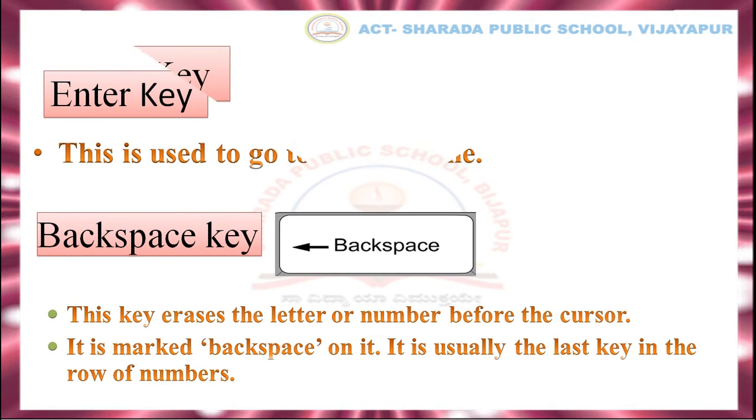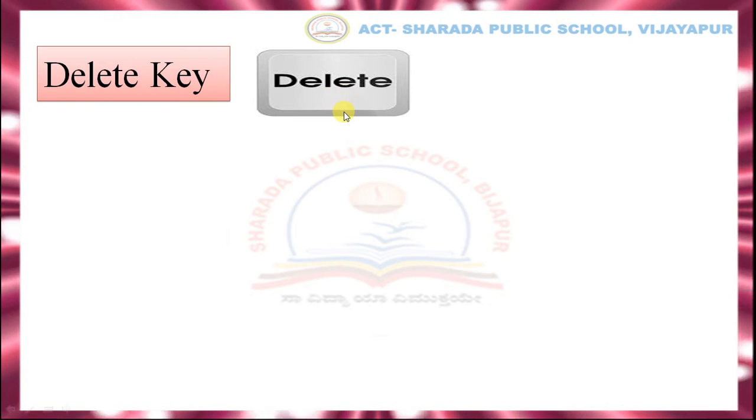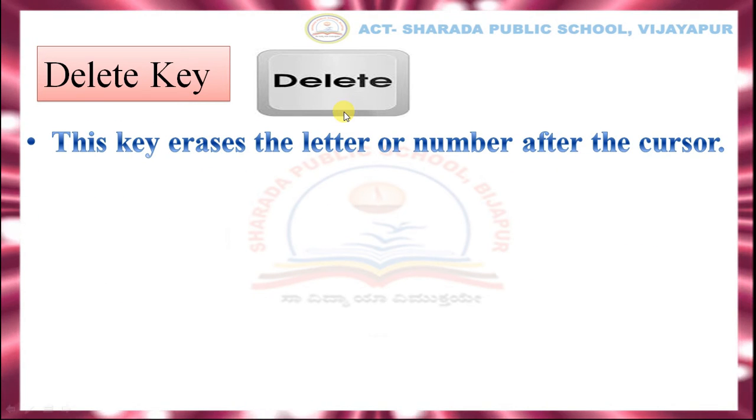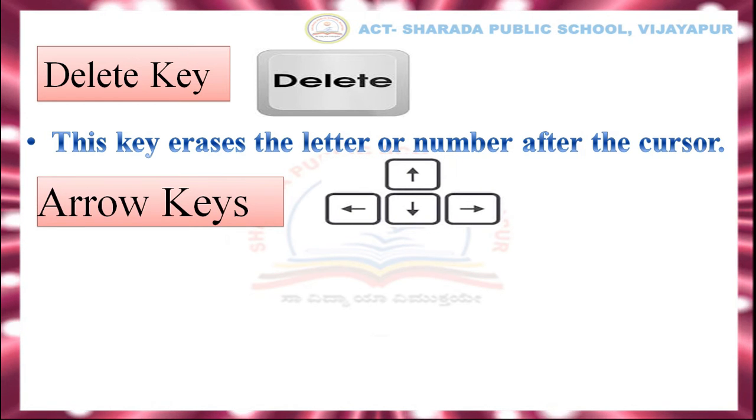Let's move to delete key. Here you can see the image of delete key. This key erases the letter or number after the cursor. Let's move to arrow keys. Here you can see the four arrow keys left, right, up and down.